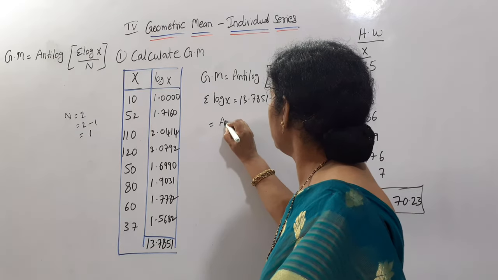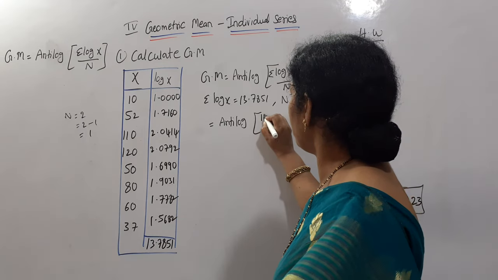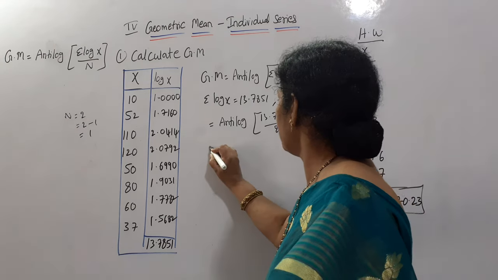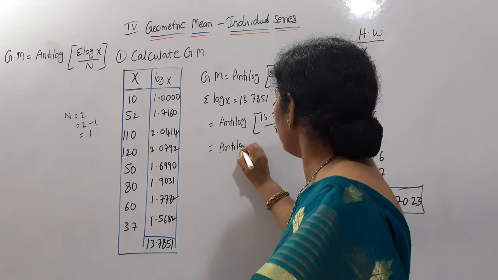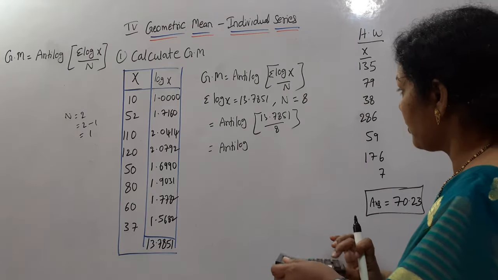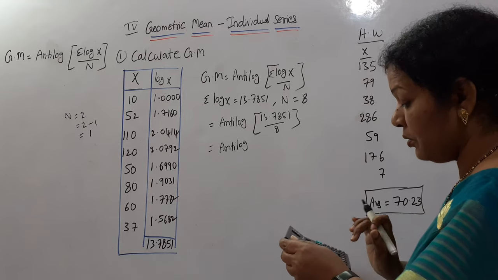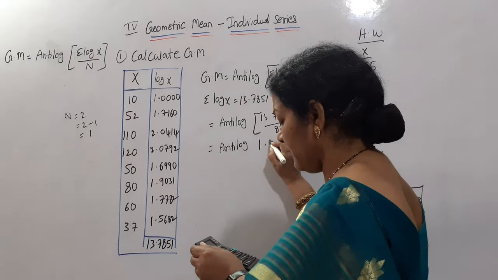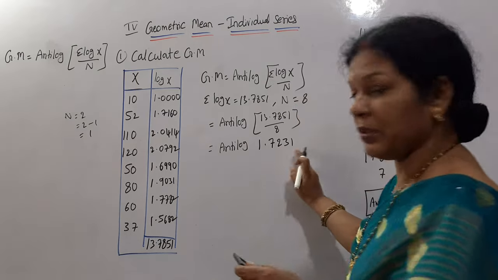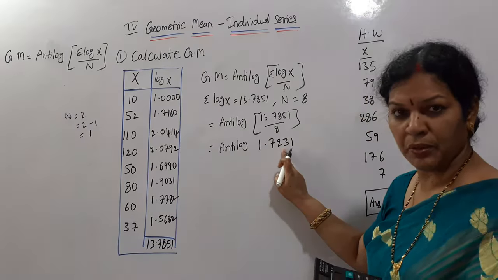Geometric mean is equal to anti-log of sigma log X by N, which means 13.7851 divided by 8. So, anti-log of, let's see the calculation, 13.7851 divided by 8. It comes to anti-log of 1.7231. Four numbers we will take after the point, okay? This number is very big, so we take only the four numbers after the 1 point.